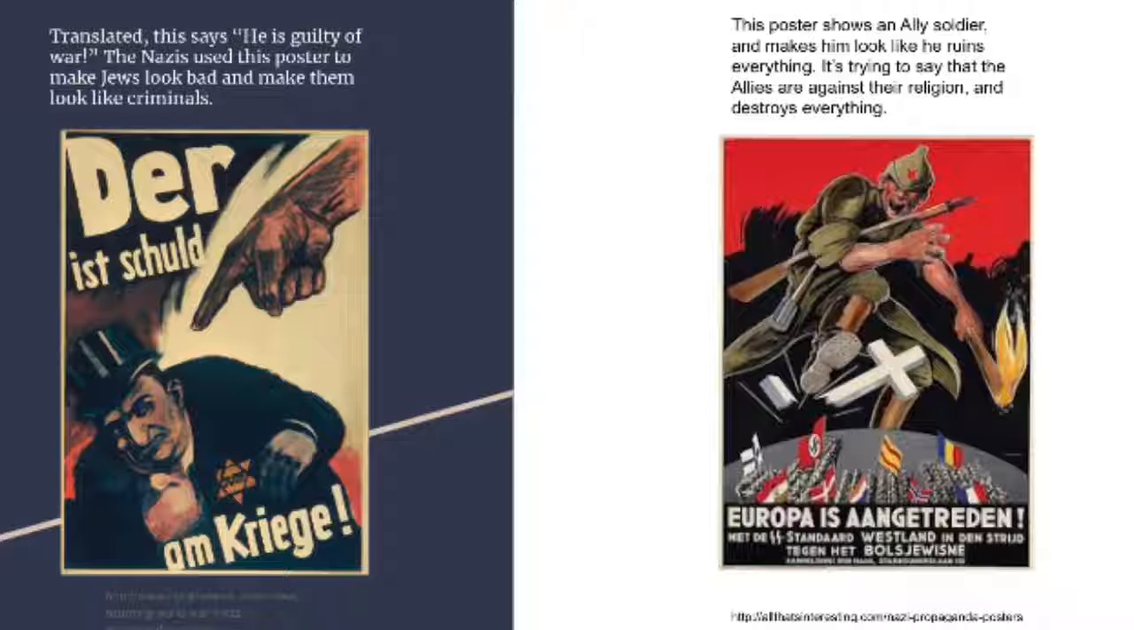In the second example, it shows an Allied soldier and makes him look like he destroys everything good to them, such as the cross that Germans valued so much. It's trying to say that the Allies are against their religion and are therefore considered enemies by the Axis.